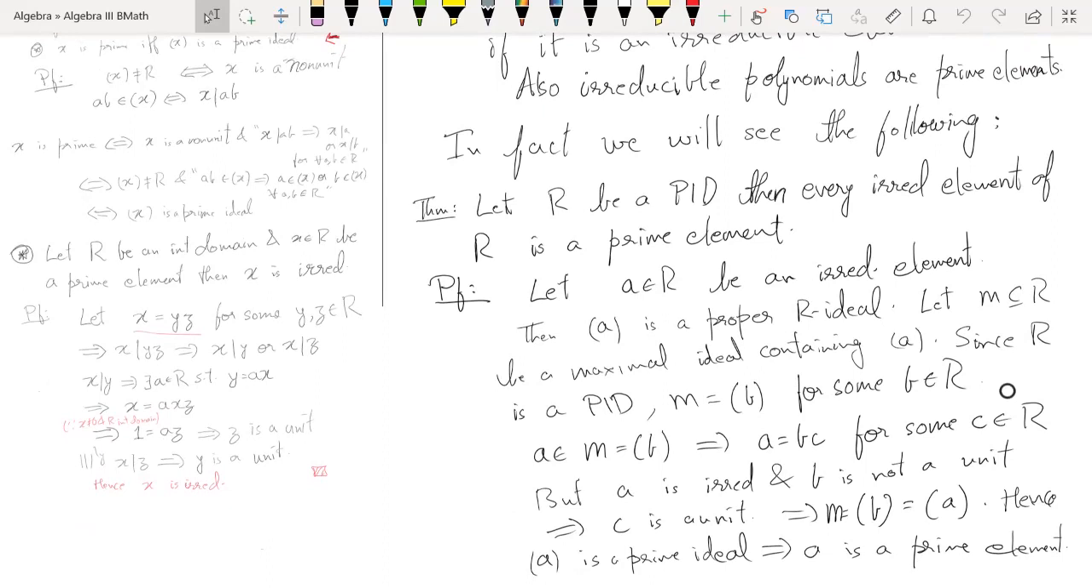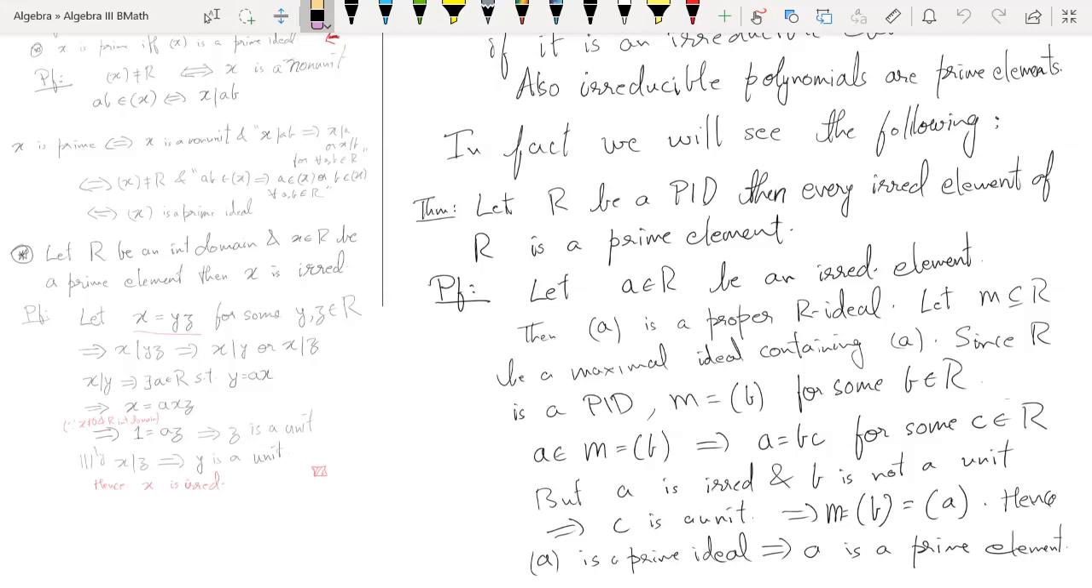Since A is irreducible, you can't write it as a product of two non-zero, non-unit guys. So C must be a unit. So if C is a unit, then B, you can write it as A C inverse. So if C is a unit, then the ideal generated by A is equal to the ideal generated by B. So maybe I should provide some more justification.